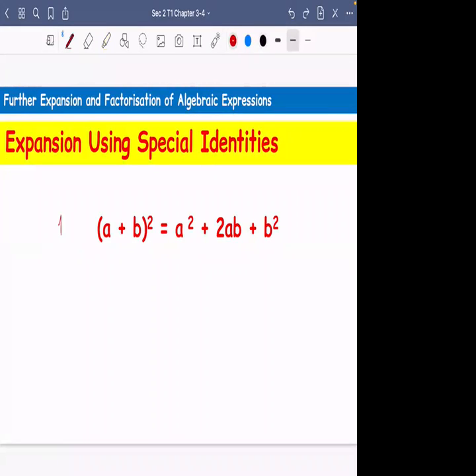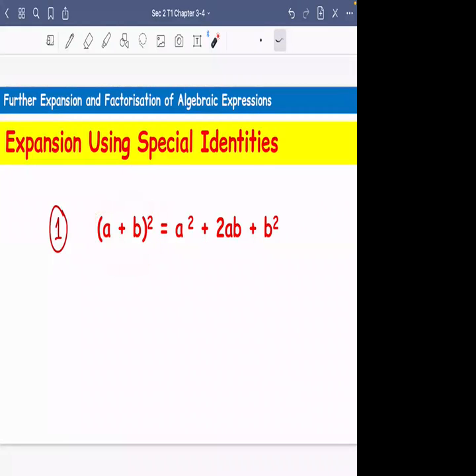This is the first identity that you will be learning now. I'll brief you through this. So this is the first identity, class. So a plus b squared will give you this answer here. So take note, class. a squared plus 2ab plus b squared. This is the format when you have these questions.